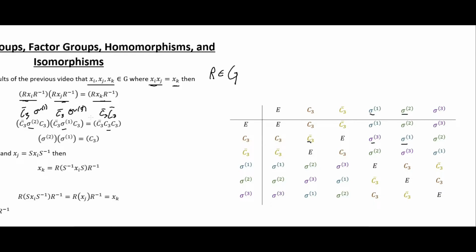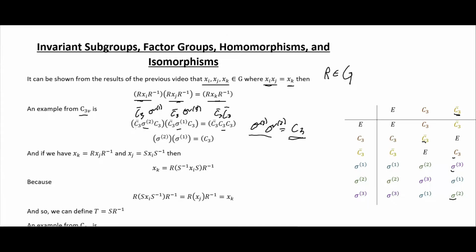Now if we take each of these, C3 bar on C3 bar is going to give us C3. So we'll have that equal to C3. This second one here, C3 bar on sigma 3: we go to C3 bar down to sigma 3, so let's say sigma 2. Then we have C3 bar on sigma 1, so let's say sigma 3. Then sigma 3 on sigma 2: we have sigma 3 acting on sigma 2, and we get C3. So we see that even when we surrounded these things, we still ended up getting something that was equal to something else in our group. That shows that this surrounding of these things with other elements of the group actually works.